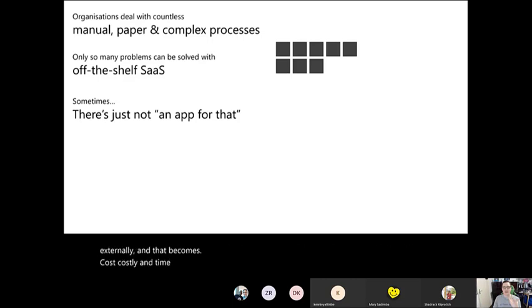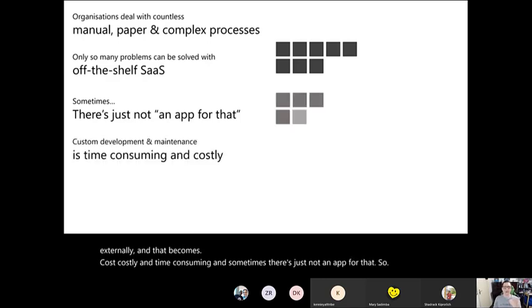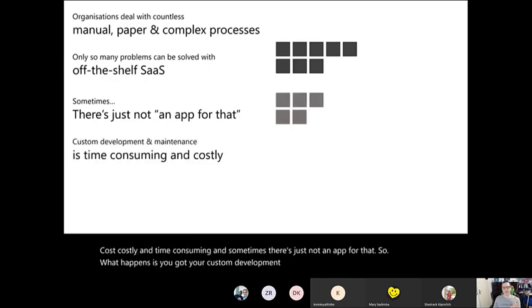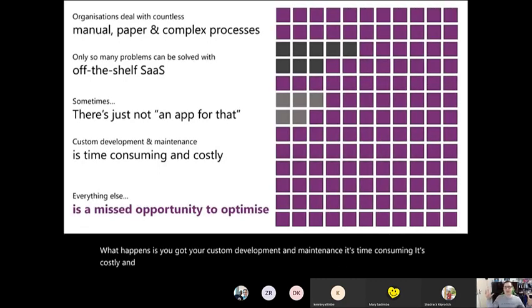And sometimes there's just not an app for that. So what happens is you've got your custom development and maintenance. It's time consuming and costly, and then everything else in the business that could be a digitized process or a digitized action is just left, and it's a missed opportunity to optimize.